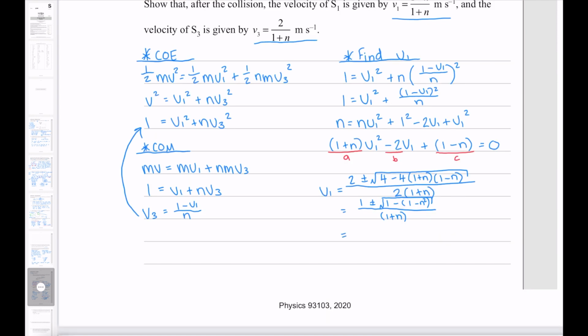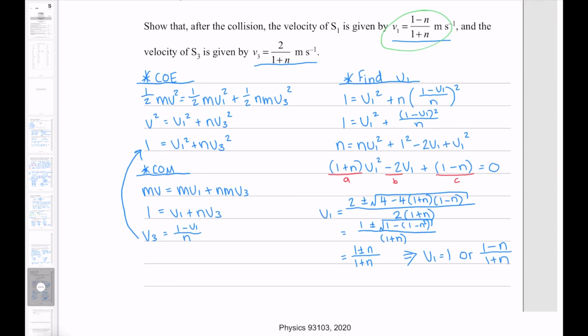Simplifying that down, and that gives us solutions of either 1 plus n divided by 1 plus n, which is 1, or 1 minus n divided by 1 plus n, which is precisely what we're trying to show.